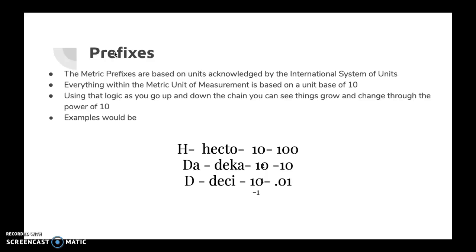The metric prefixes are based on units acknowledged by the International System of Units. Everything within the metric unit of measurement is based on a unit base of 10. Using that logic, as you go up and down the chain, you can see things grow and change through that power of 10. An example of this would be hecto, which always represents 10 to the second, as 100. Deca, which always represents 10 to the first, which is 10. And deci, which you see here, is 10 to the negative 1.